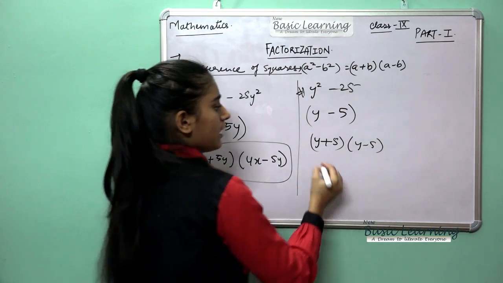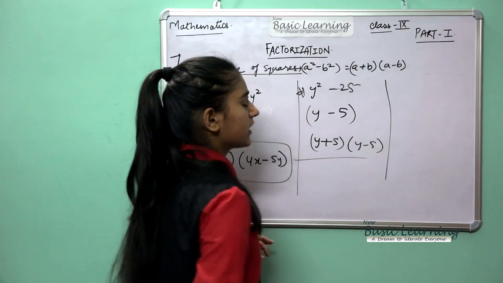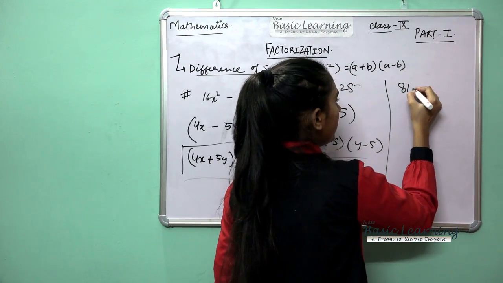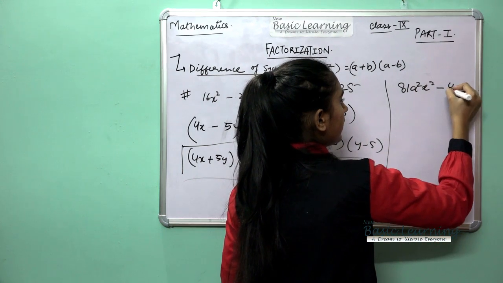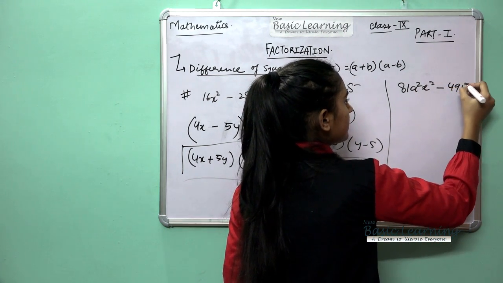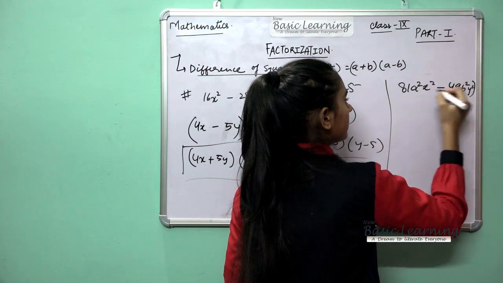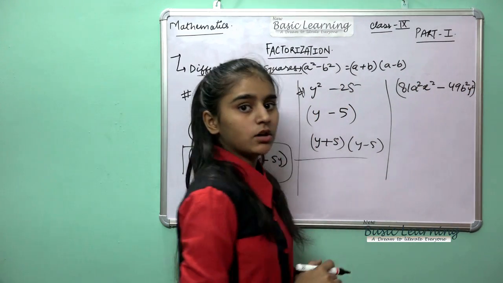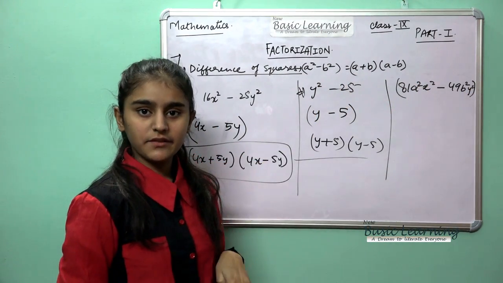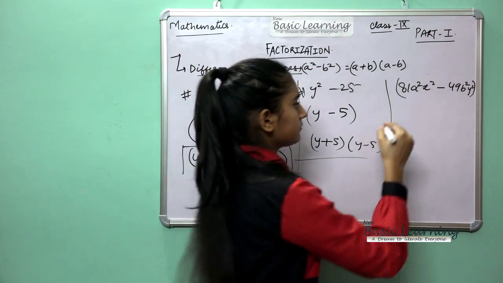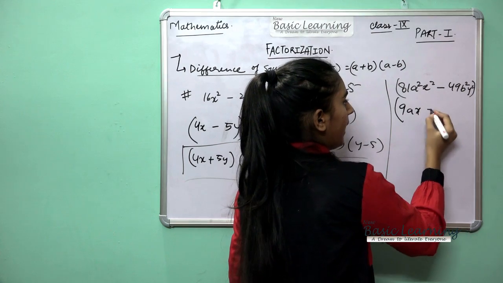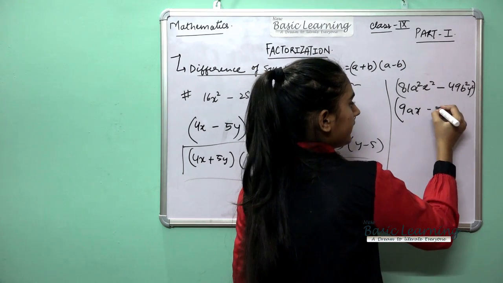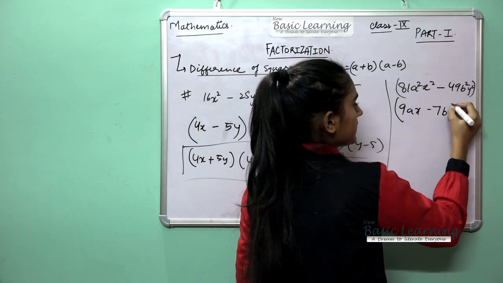Now the third example I will take, that is 81 a square x square minus 49 b square y square. So the square root of 81 is 9, since 9 nines are 81. 9a as such, x as such. Minus, 7 sevens are 49. b as such, y as such.